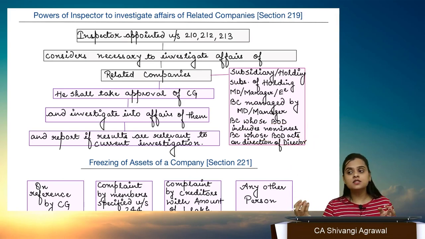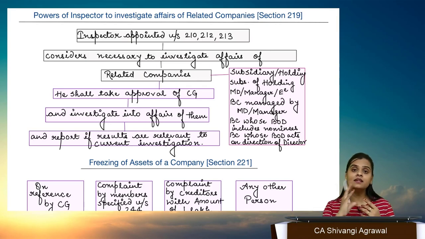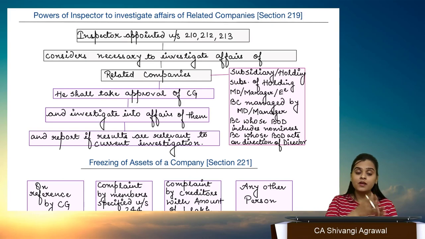So in such situations, there is a link between these two companies, and quite possibly a lot of transaction flows from one company to the other related company. To find out the whole truth about where the money is actually going, I need to investigate into the affairs of these companies also. So after taking the central government's approval, you can do that.